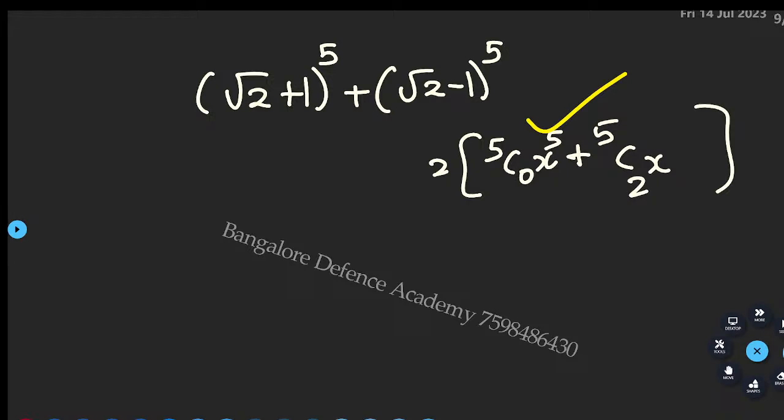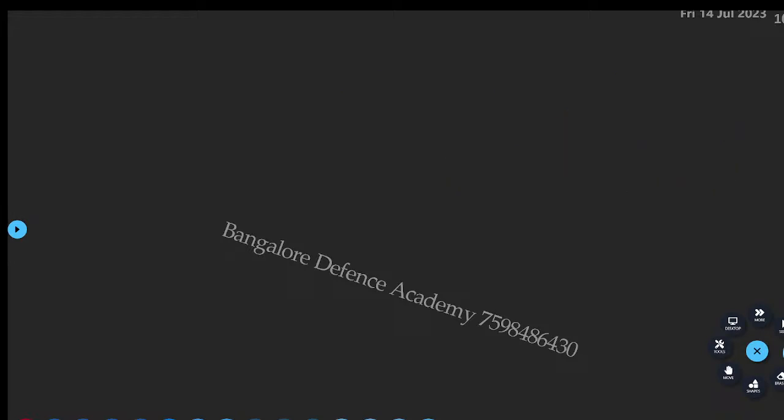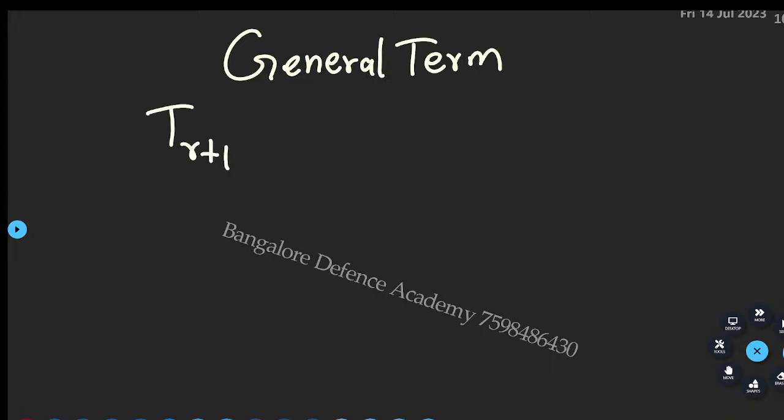The answer should be √58. Just take down the answer, you can expand it later. This was already done yesterday. Write down the answers and practice at home. Next, write down the general term. Put a star mark, important. T(r+1) = nCr x to the power of n minus r into a to the power of r.